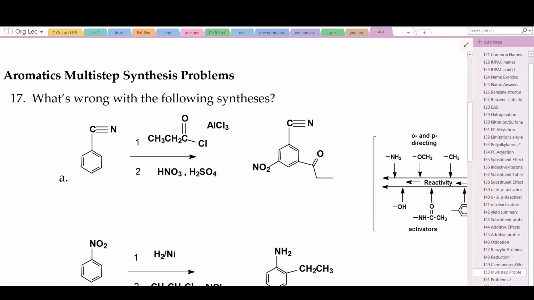Well, the problem's in the first step. Recall that a nitrile group is a strong deactivator. That's one of the limitations of alkylation and acylation reactions, is that when you have a strong deactivator on the ring, the yields of alkylation and acylation are so small that we just say it just doesn't react. So it fails in the first step.